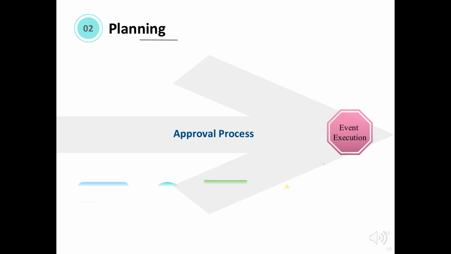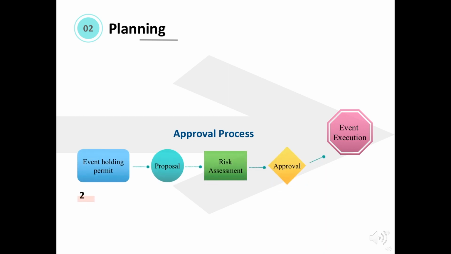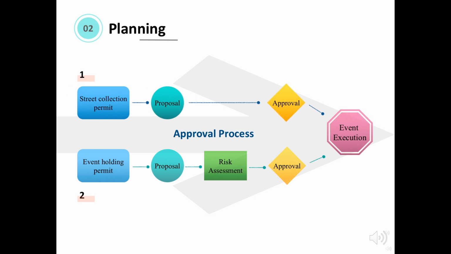Stage 2. Planning the event. In our planning stage, we focus on 4 main activities. The first one being receiving approval to execute the event. As the collection was part of our plan, we were required to obtain a permit by submitting a proposal to the university. The second permit was to hold the event.